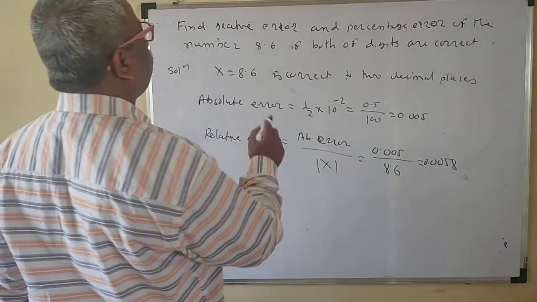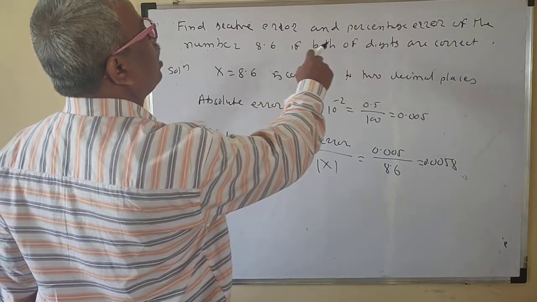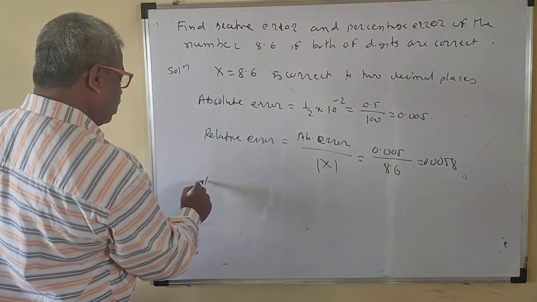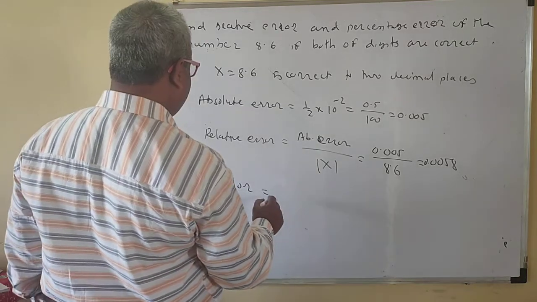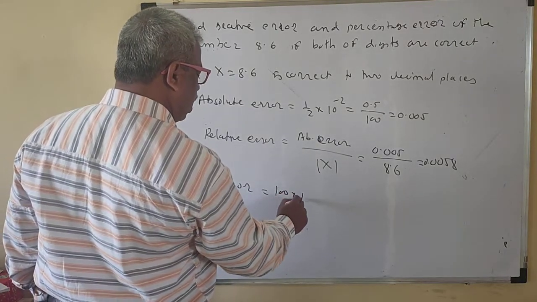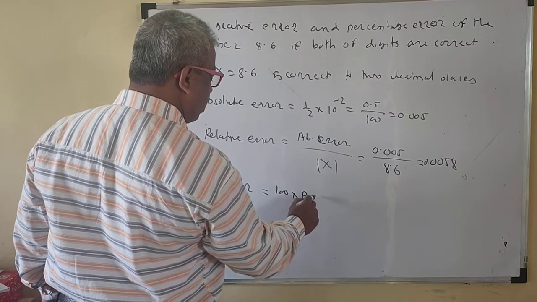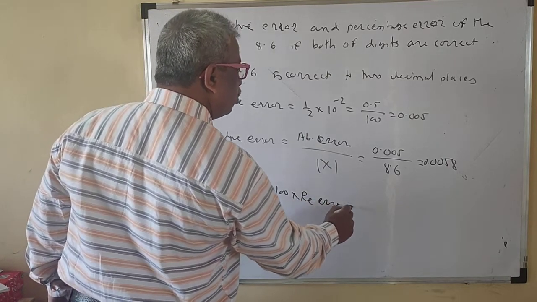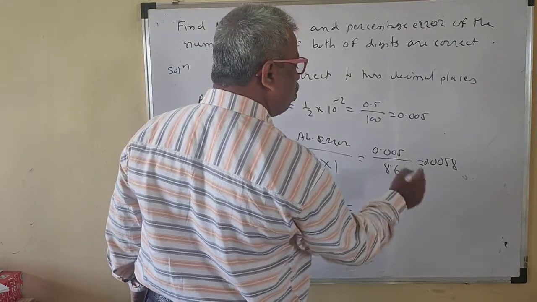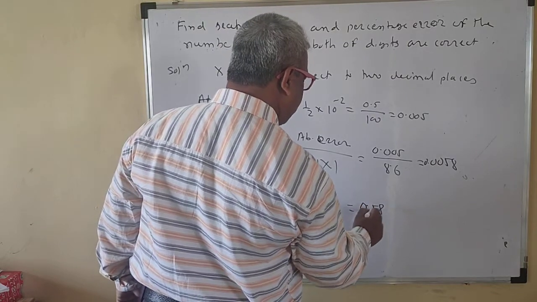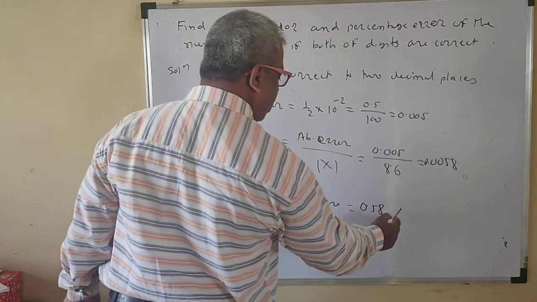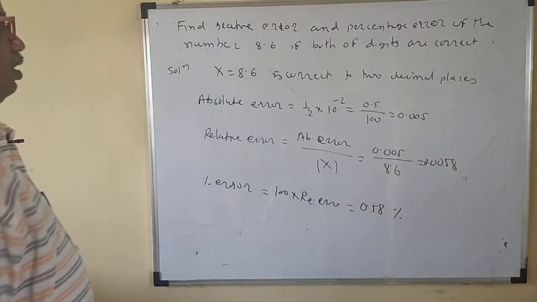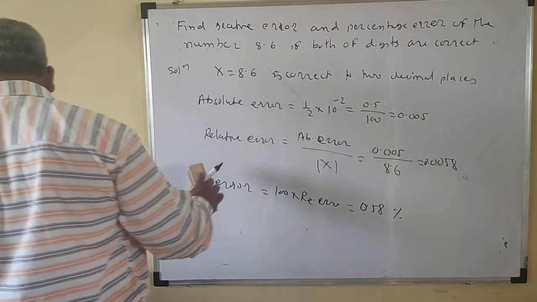Okay. Now next one, what do you want? Find relative error and percentage error. Okay, percentage error. So this is what then, 100 into relative error. So just multiply by 100. So you have to drop these two. This will be what then? 0.58 now. Okay, so this 0.58 percent is your percentage error now.